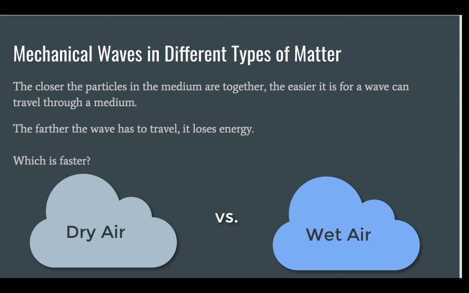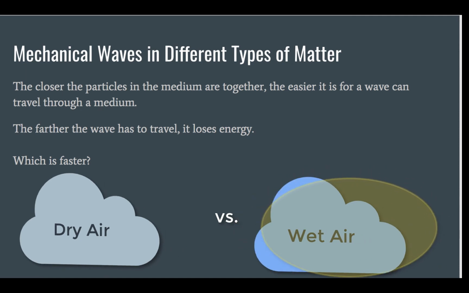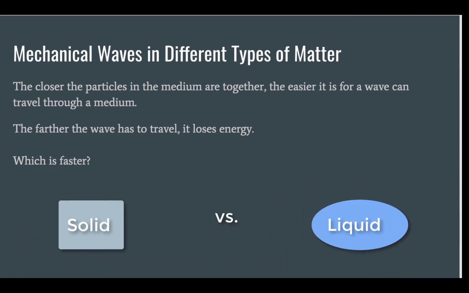So since there's more particles, they're going to be closer together, and that makes the wave easier to travel through wet air. A solid versus a liquid, a solid's particles are much closer, where a liquid has a lot of room between the particles. So a wave will travel much faster through a solid than it will a liquid. Same for a gas versus a solid. It's going to travel much faster through a solid than the gas because gas particles are way far apart from each other.